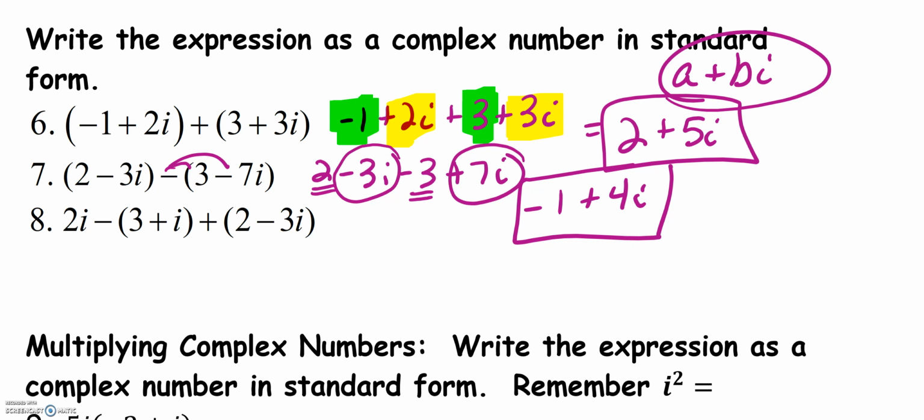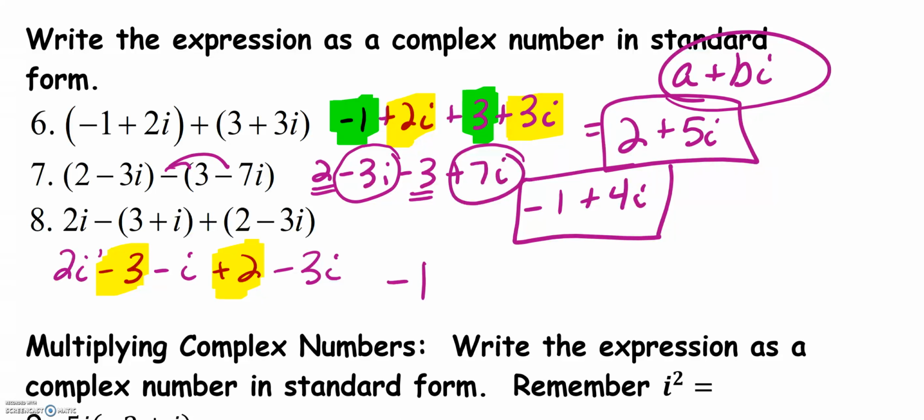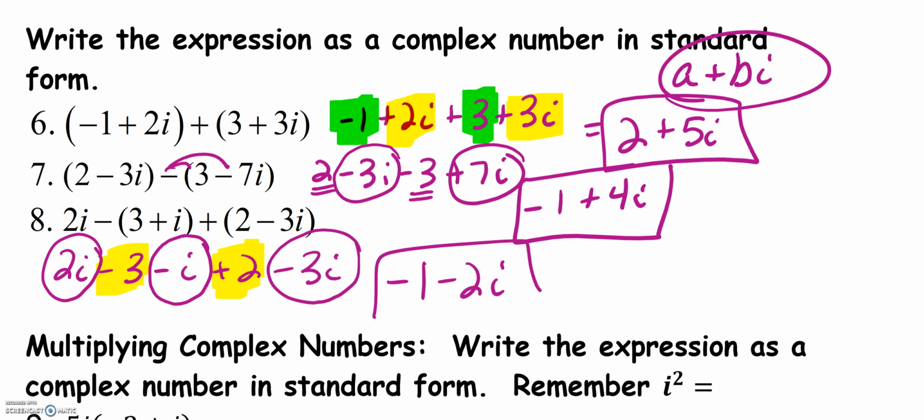All right, next, this is going to be 2i minus 3 minus i plus 2 minus 3i. Okay, there's multiple terms, but that's okay. We're still just combining our like terms. So real numbers first, so non-imaginaries first. There they are. Negative 3 plus 2 is negative 1. And then our imaginaries, we have 2 minus 1 is 1, minus 3 is negative 2. Negative 1 minus 2i. All right, adding and subtracting, combining like terms.